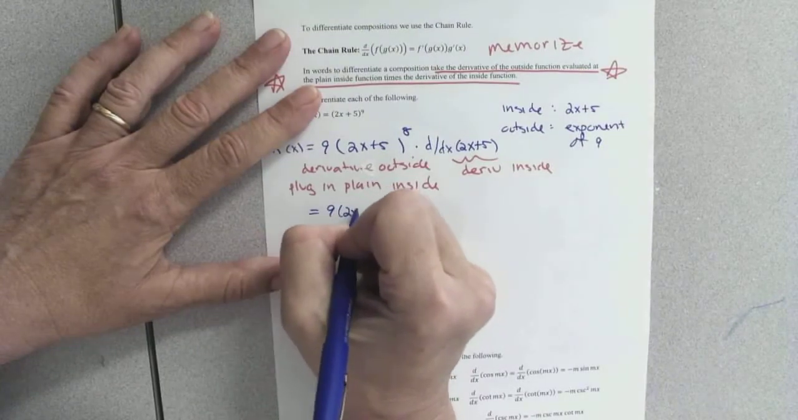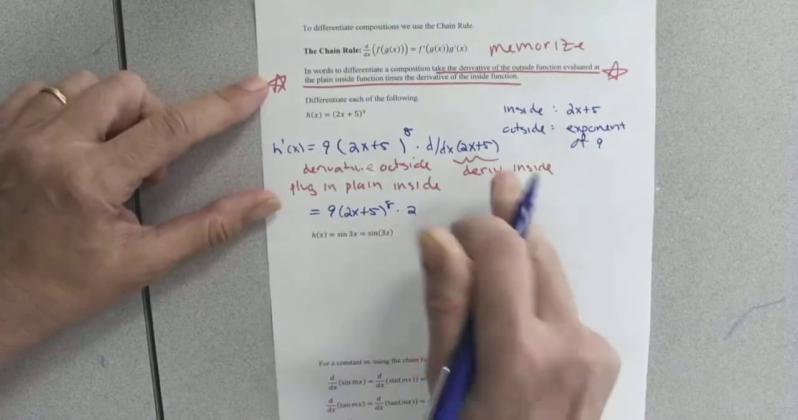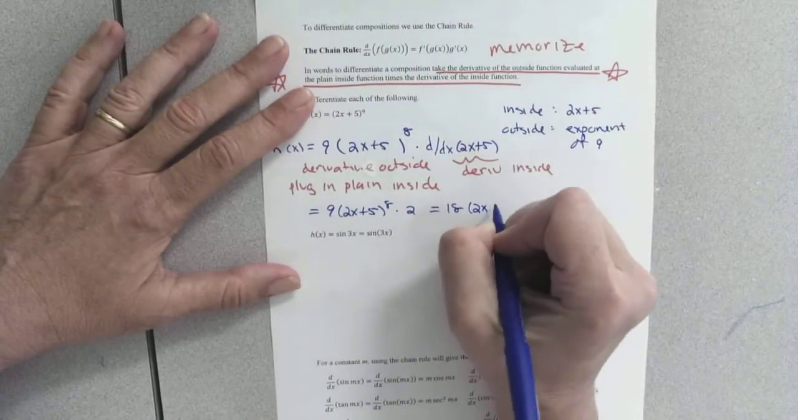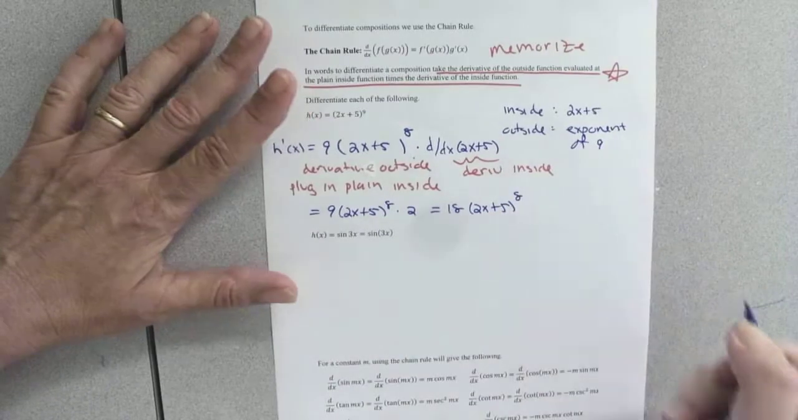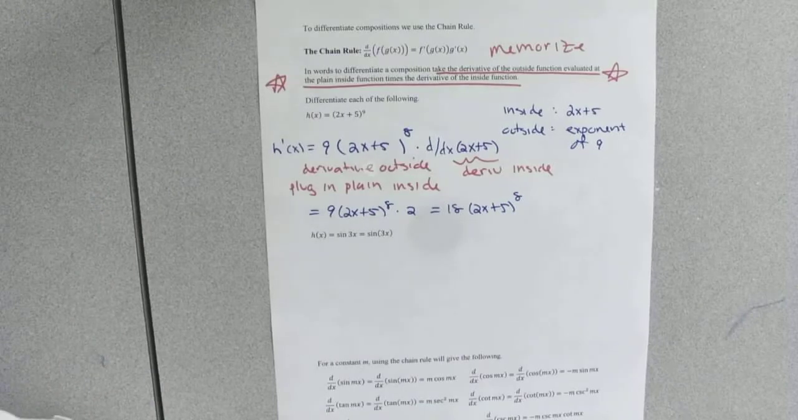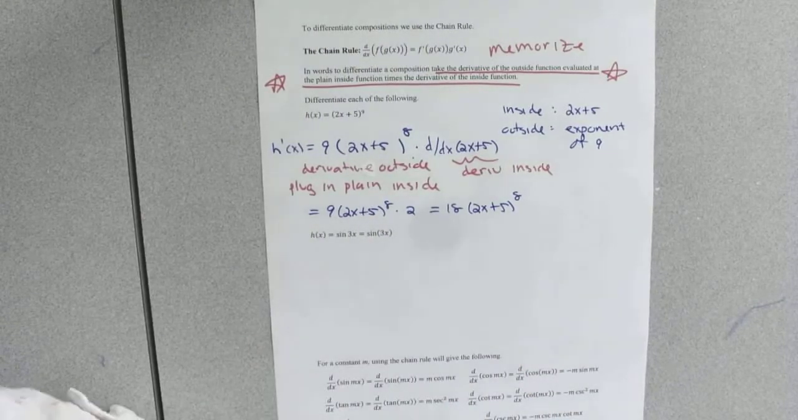So it's 9 times (2x plus 5) to the 8th times 2, the derivative of the inside, for a final answer of 18 times (2x plus 5) to the 8th. And that is completely and totally and fully simplified. There is not anything you can do easily after that. Now, some people are going to distribute that 18, and that would be wrong. Remember your order of operations. Please excuse my dear Aunt Sally.